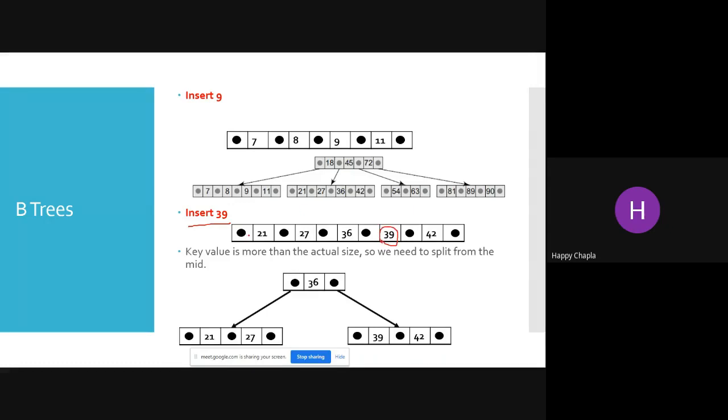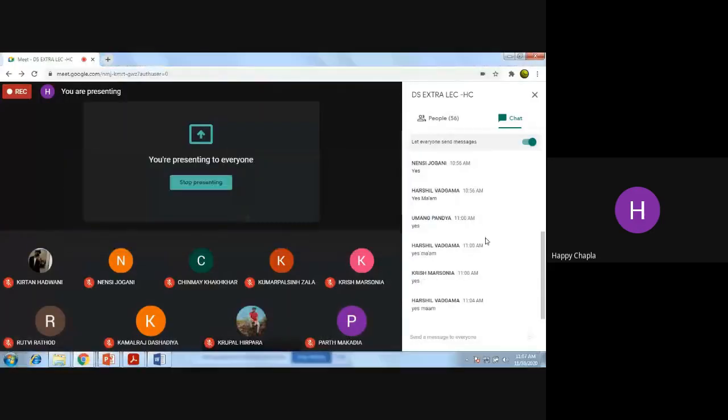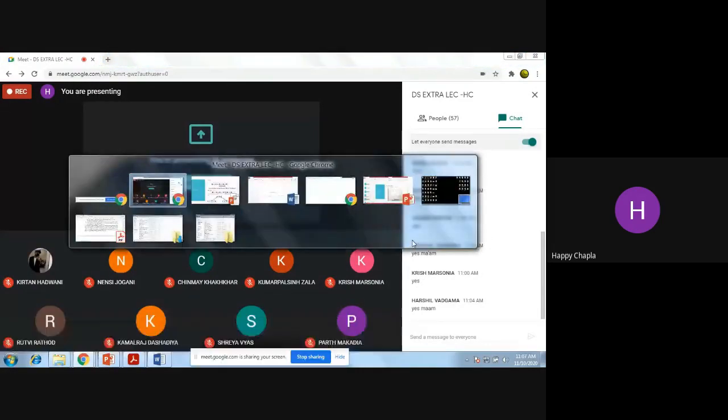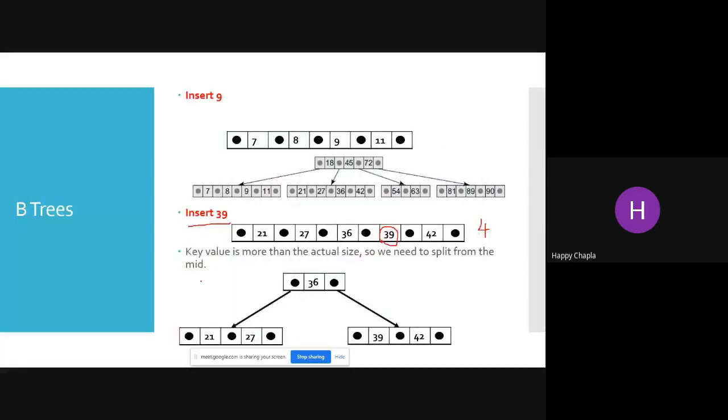But now, after inserting, count the total number of keys: 1, 2, 3, 4, and 5. So this is not correct. We can insert only maximum 4 elements inside the available node. Okay, so what do we have to do? The key values are more than the actual size, so we need to split it from the median. Which one is your median value? This one is your median value, 36. So 36 will become your root node. 21, 27 is the left node, and 36 and 42 are at the right hand side.